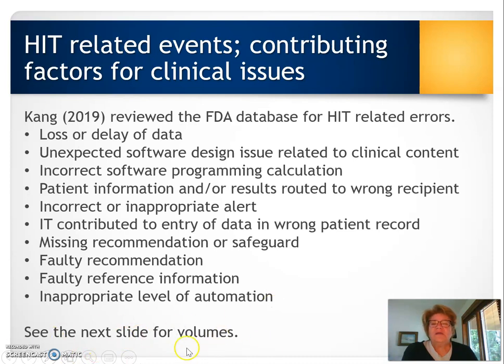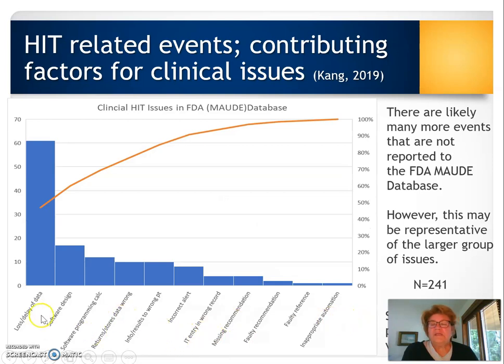There are also some contributing factors you can see. And here are actually the volumes. You see a lot of it is loss and delay of data that's reported in the databases. These are things that are reportable to MAUDE, so it's probably just a tiny fraction. Well, I'm sure it is because it's just 241 reported incidents, but it does give us an idea of what's happening out there.